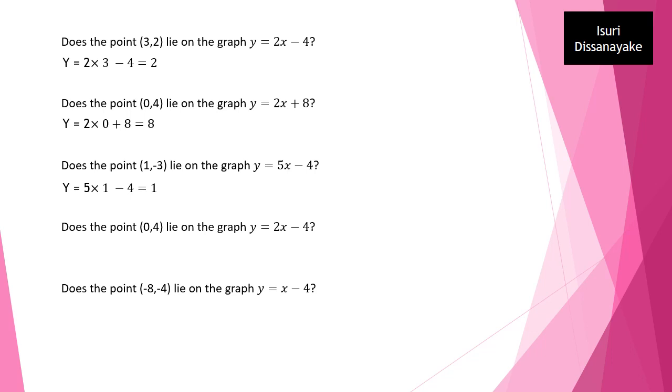Other two questions I have not done. So you try and input 0 to the given equation and see whether your output is plus 4. Be careful with the sign as well. And you input minus 8 to the given equation and see whether your output is minus 4. If the output matches the input, then the point lies on the graph. If it is not, the point does not lie on the graph.